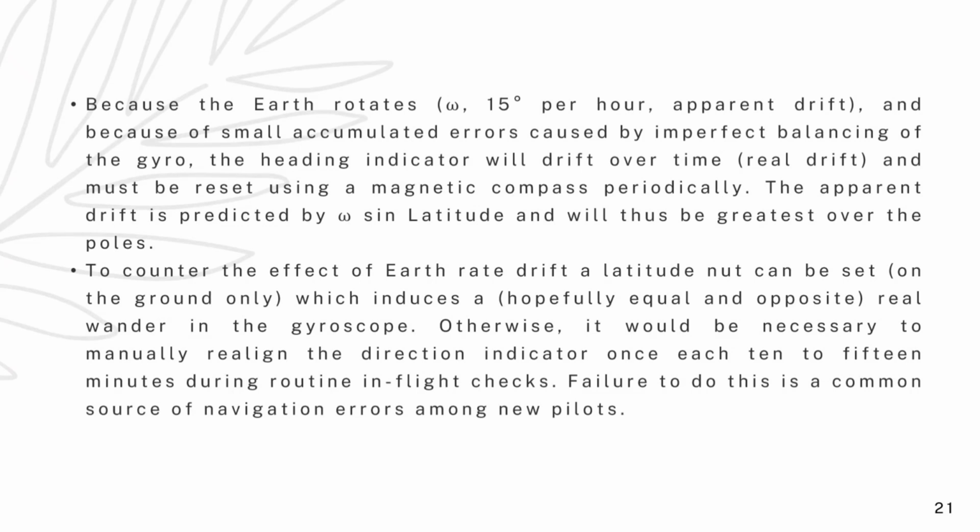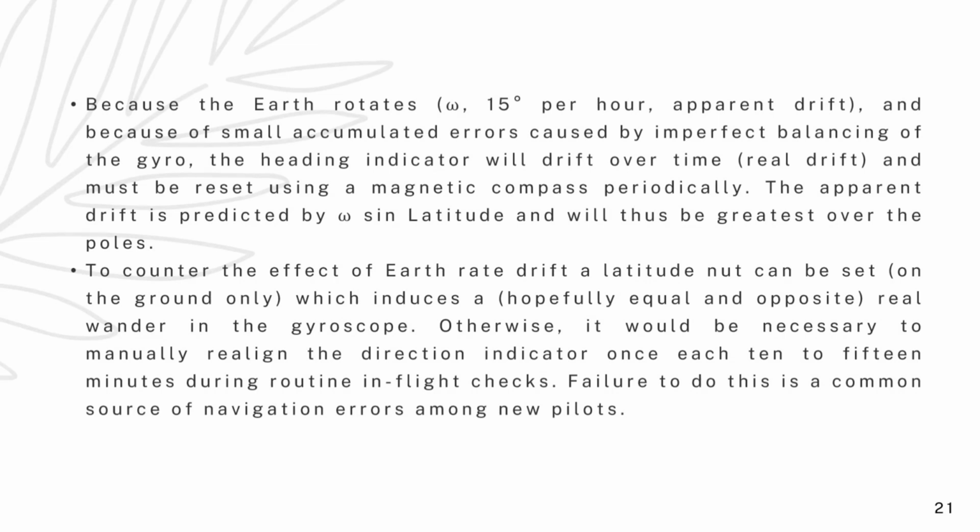Because the Earth rotates, there is a 15 degree per hour apparent drift, and because of small accumulated errors caused by imperfect balancing of the gyro, the heading indicator will drift over time like a real drift and must be reset periodically using a magnetic compass. The apparent drift is predicted by omega sine latitude and will thus be greatest over the poles. To counter the effect of Earth rate drift, a latitude nut can be set on the ground only, which induces a hopefully equal and opposite real wander in the gyroscope.